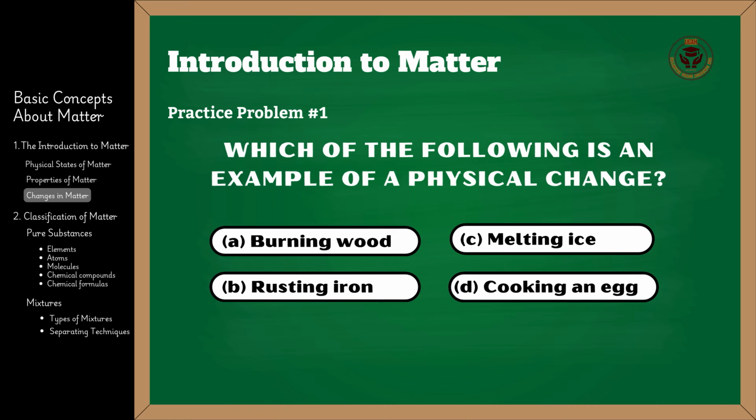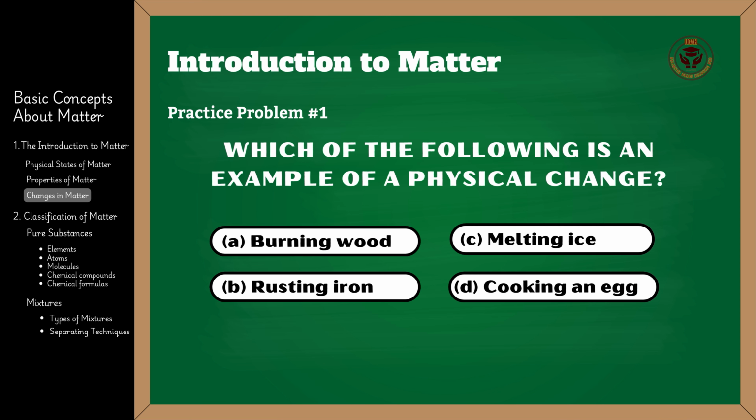Option A. Burning wood is an incorrect answer. Burning wood produces ash and gases. Since new substances are formed, it is a chemical change. Option B. Roasting iron is an incorrect answer. Roasting produces iron oxide, which is a new substance. Therefore, roasting is a chemical change.